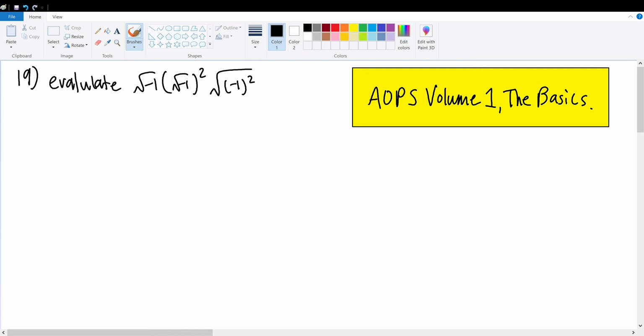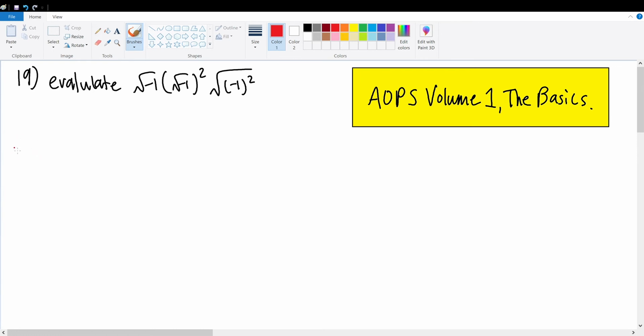AOPS Volume 1, the basics, number 19. Evaluate the square root of -1 times the square root of -1 parentheses squared times the square root of -1 squared. And all this question is testing for is really your understanding of the exponential rules for square roots.